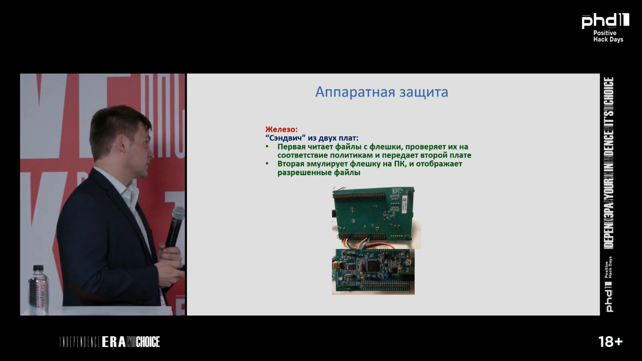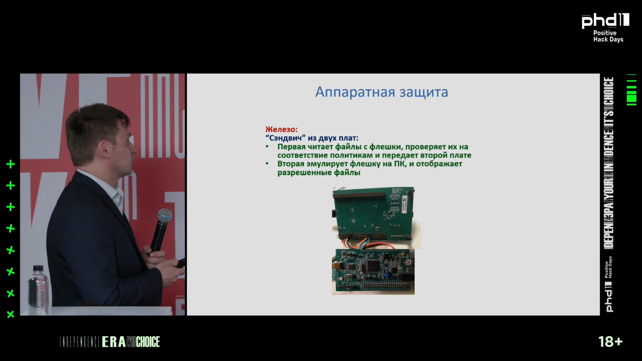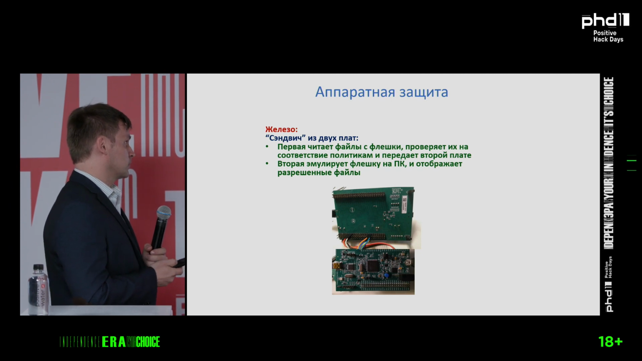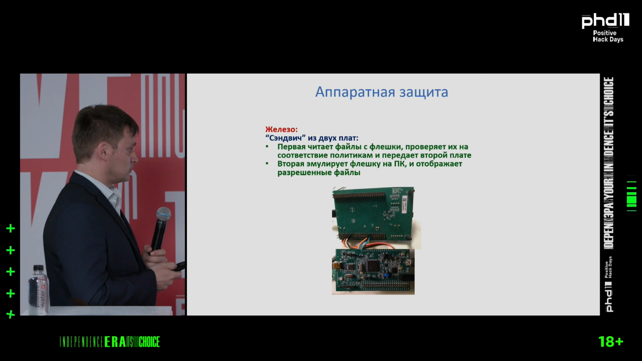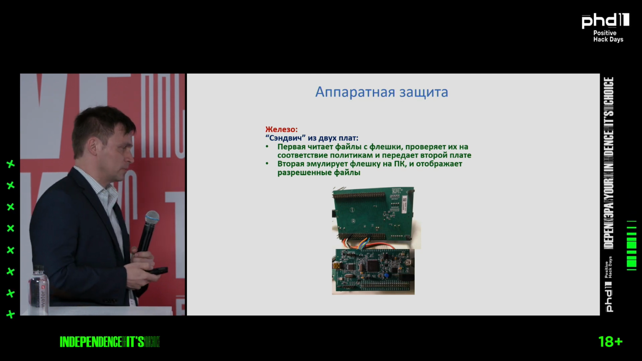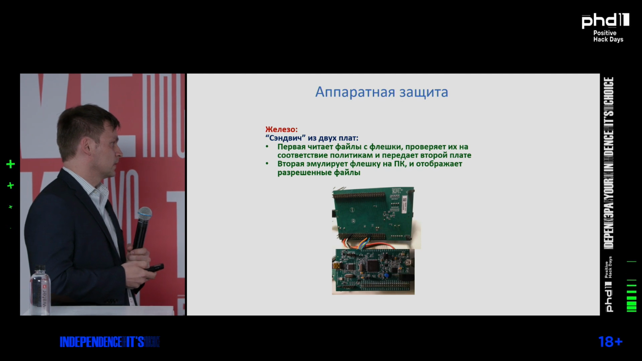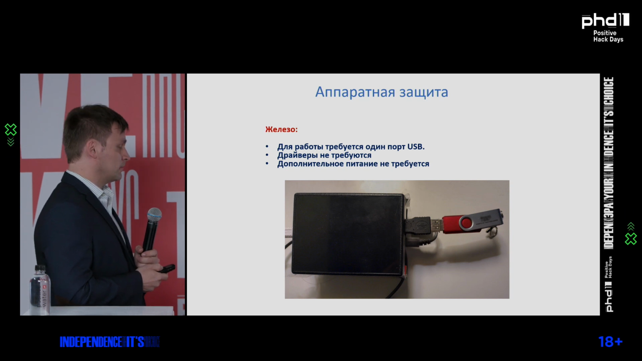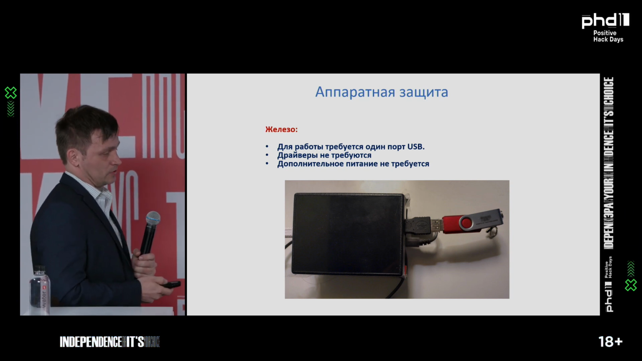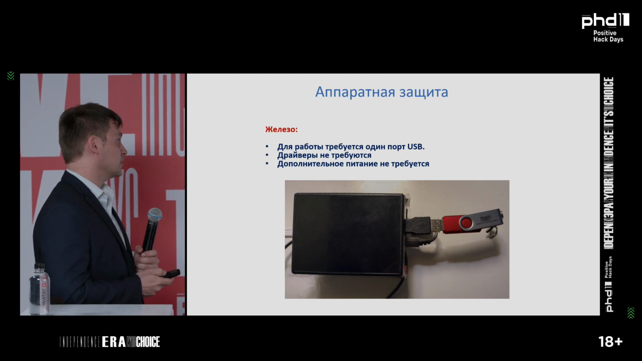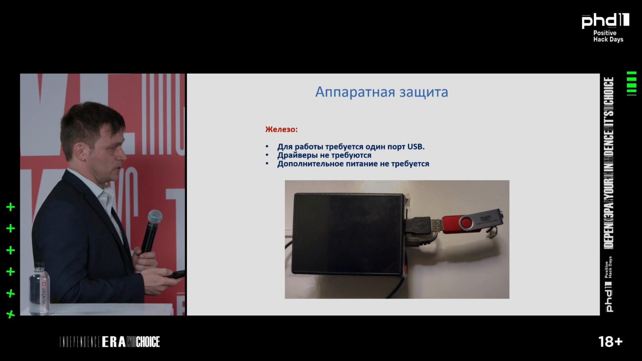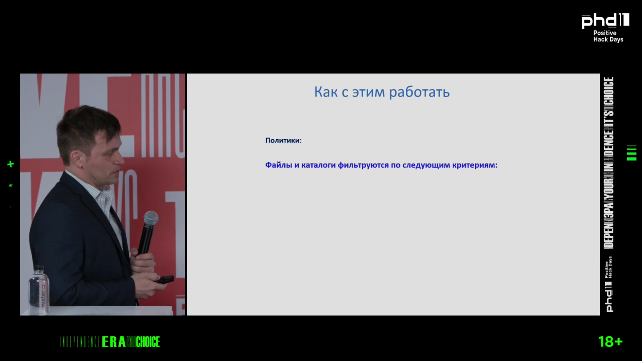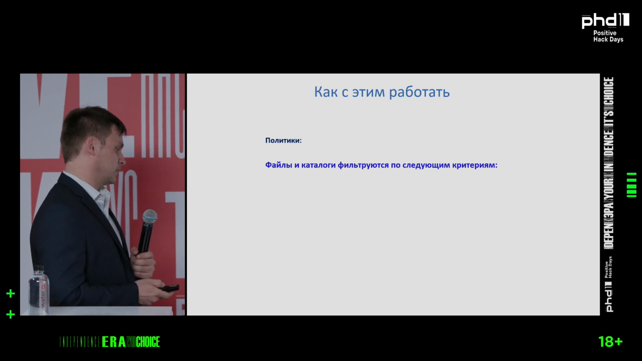Hardware-wise, it's a sandwich of two circuit boards. The first one checks the files from the USB flash drive, verifies them, and sends them to the second device, which emulates this flash drive on a PC and exposes the allowed files. Just one USB port is required. Hardware-wise, no drivers are required, no additional power is required, just a regular USB port with 5 volts power. How do we filter the files?